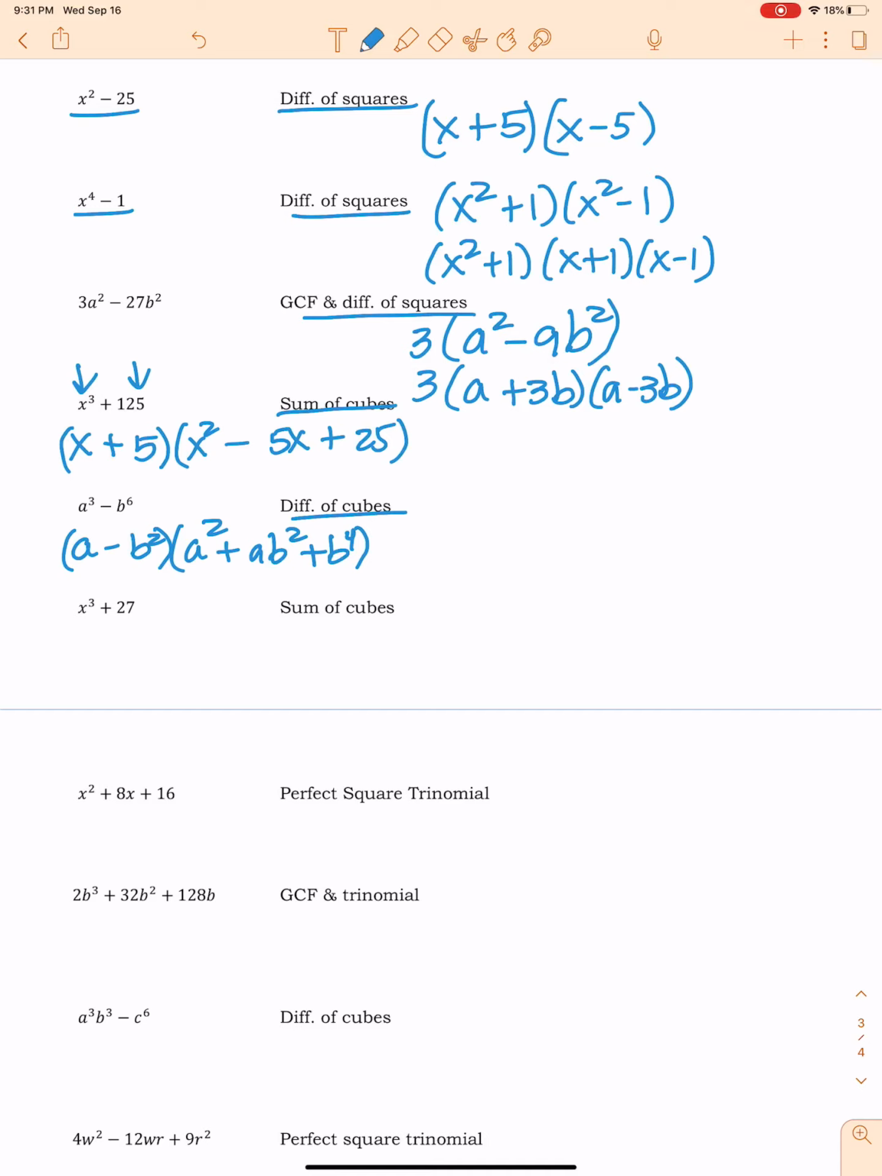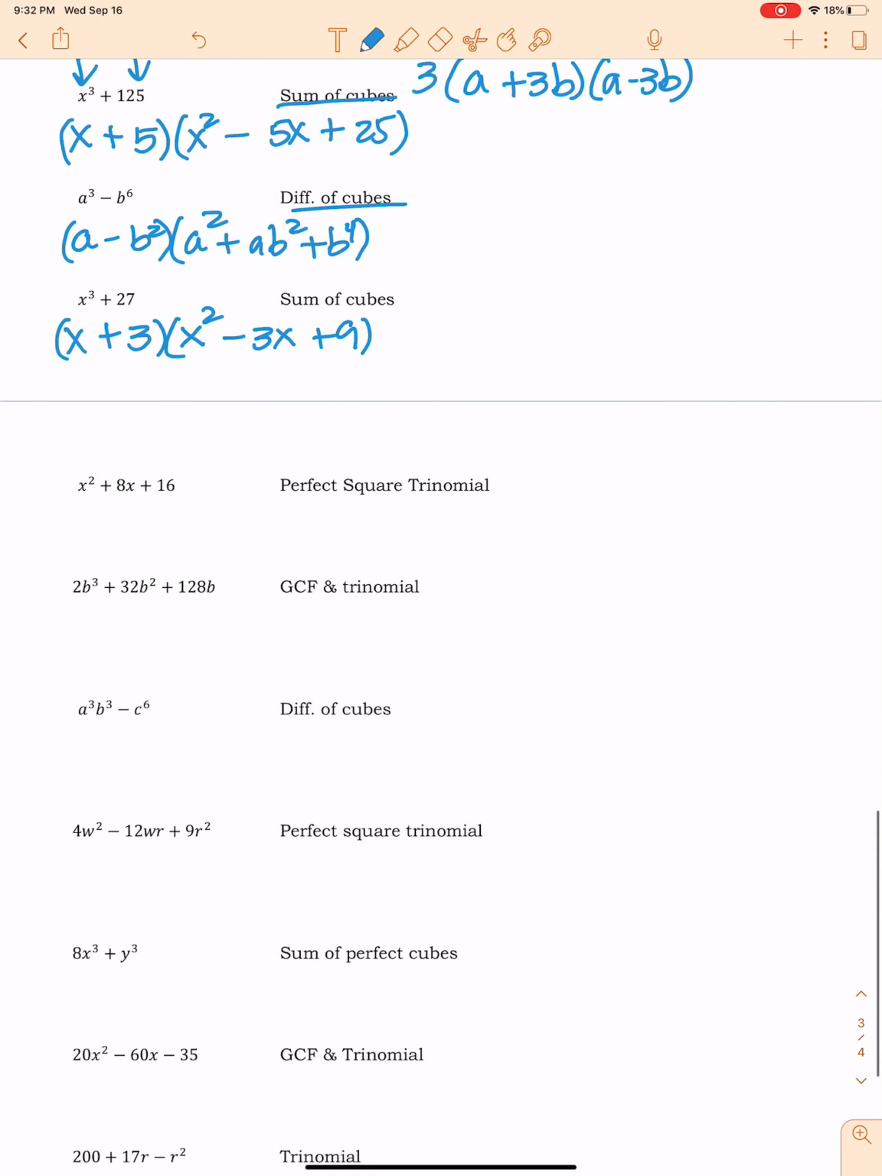Okay, another sum of cubes. Binomial, trinomial, cubed root, squared, multiplied, squared. Same sign, opposite sign, positive. Okay, a perfect square trinomial. X and x, 4 and 4. Beautiful.